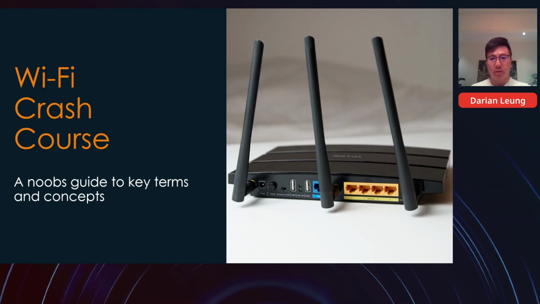This talk is titled Wi-Fi Crash Course, a noob's guide to key terms and concepts. The goal here is to give a beginner's-friendly overview of the Wi-Fi protocol. I'll try to cover as many key concepts as I can in 30 minutes, and hopefully this will serve as a crash course in the Wi-Fi protocol. Just a heads up, there's a lot to cover, so this presentation goes fast. But this is being recorded, so you can always rewind and rewatch.